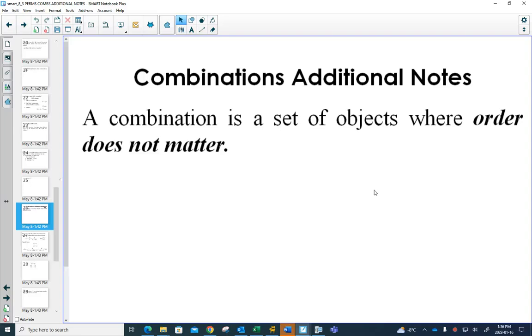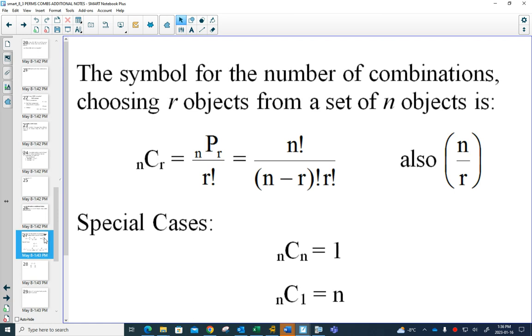The difference between combinations and permutations is whether or not the order matters, and in combination questions, the order doesn't matter. So we're going to look at what kind of questions deal with that idea. We saw the formula already.